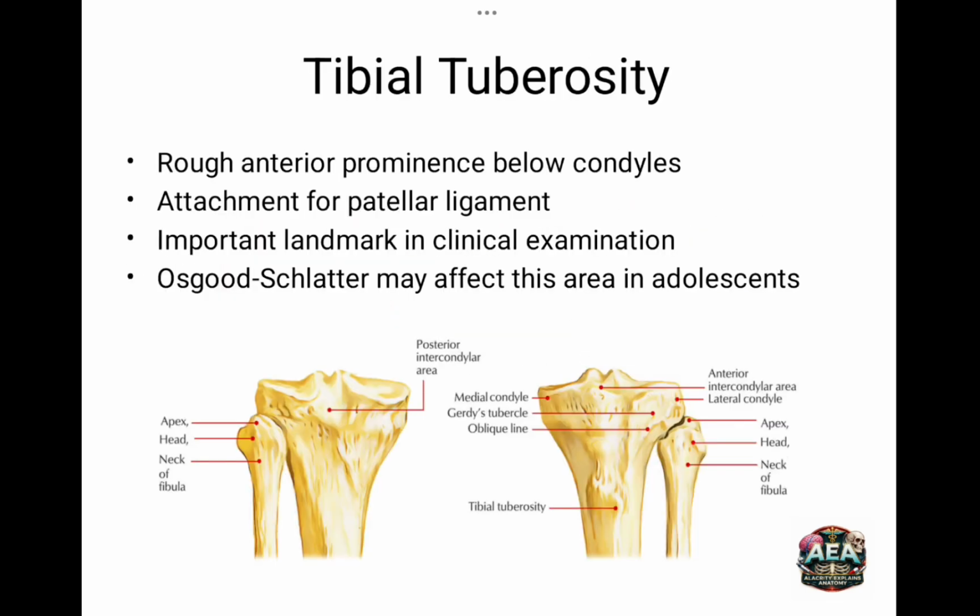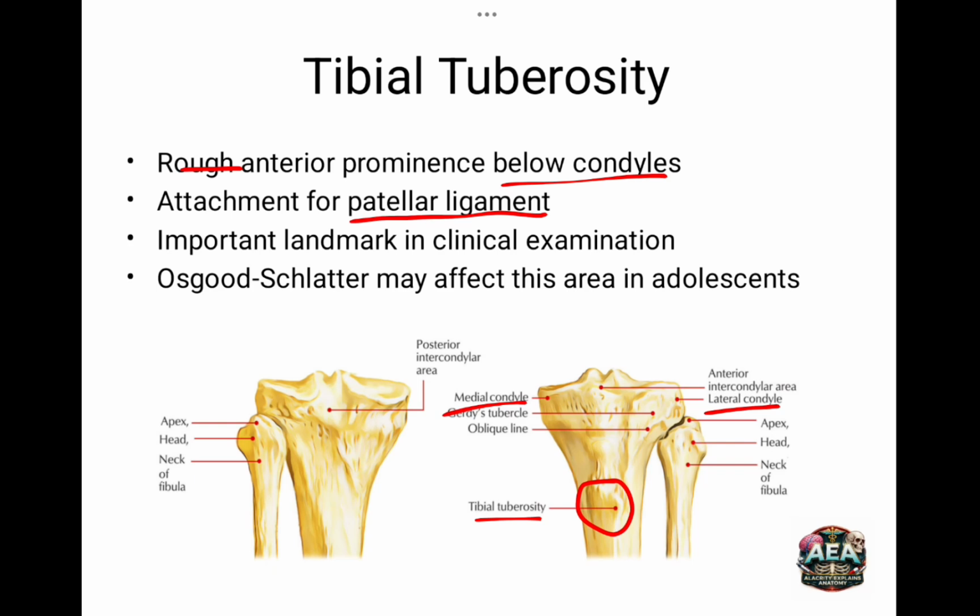Now let's look at the tibial tuberosity. The tibial tuberosity, like we mentioned earlier, you already know the tibial tuberosity. You find it here. This is your tibial tuberosity. It is a rough anterior prominence below the condyles. See, it's below the medial and lateral condyles. It's a site for attachment of the patellar ligament that attaches the patella to the tibia. There's a ligament found at the apex of the patella. We'll talk about the osteology of the patella in one of our videos. So this tibial tuberosity is the site of attachment for the patellar ligament.